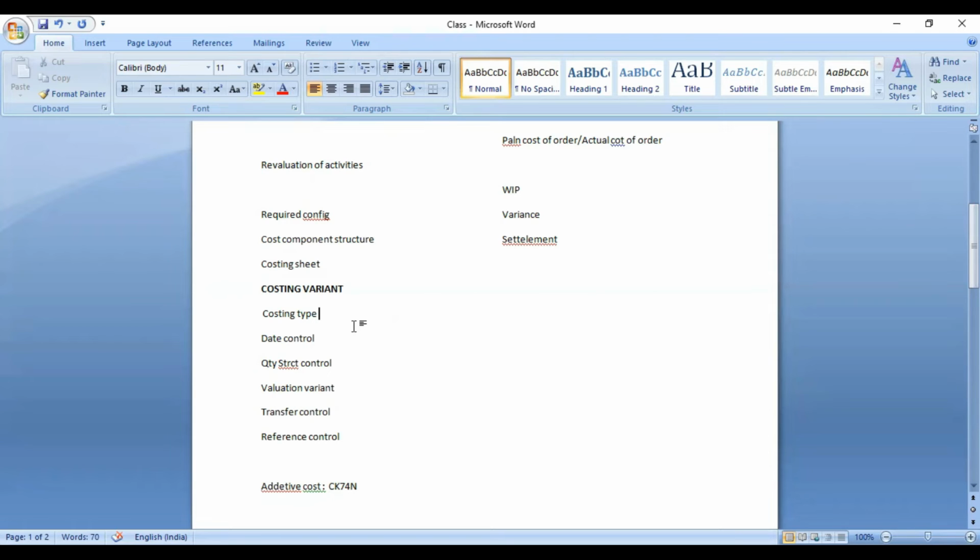Okay. And the costing variant, I told you, is the heart of product costing. Why do we need the costing variant? What is the purpose? With the help of the controls below: transfer control, quantity structure control, date control, reference, all of these, it will control where you want to update the cost in the material master price.